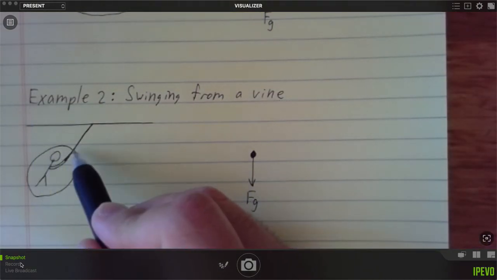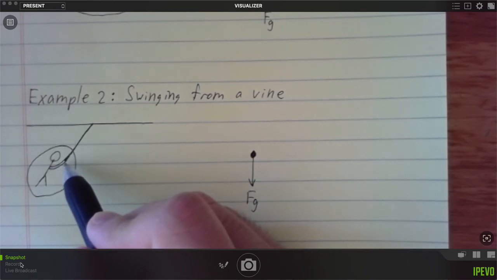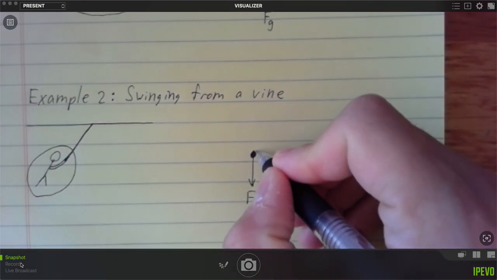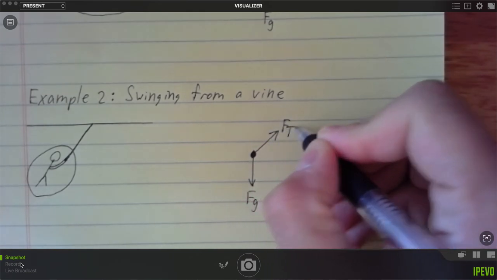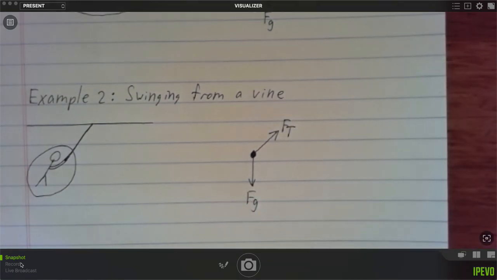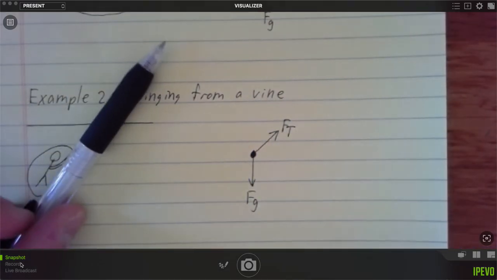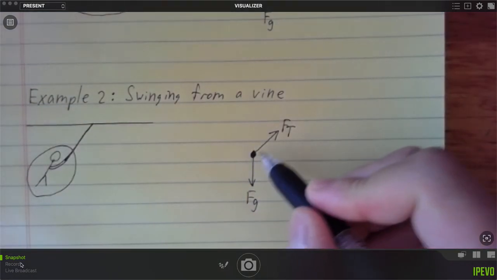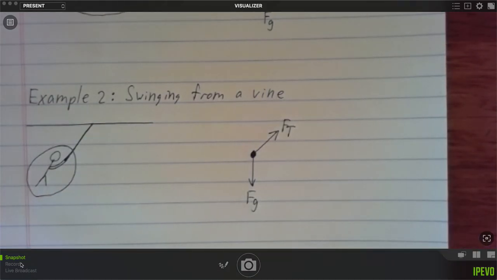Now the tension runs along the rope. If the rope weren't there, I would fall. And so it's maybe obvious that the rope is holding me up. And the tension has to be directed in the same path that the rope is. So I would draw that arrow off to the side. I didn't really get the angles right. This one's pretty steep, this one's more shallow. But you get the idea that the tension goes along the rope and away from the object. And so that would be a complete free body diagram for me swinging from a vine.